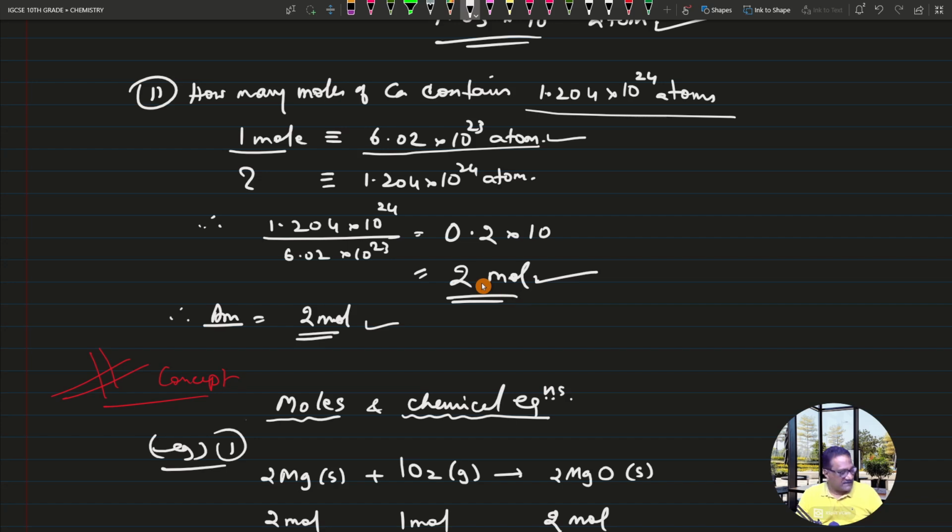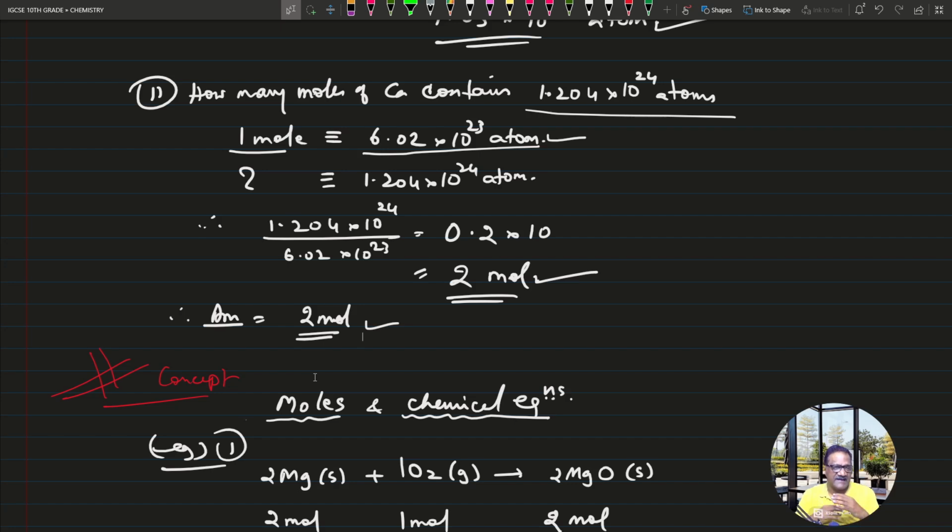Now, in the next session, in the next video, I'm going to start with mole and the chemical equations. This will be a level higher than what we did just now. These questions that we did right now were just making use of those 3 4 formulas, where from the grams you have to convert into moles, from moles into gram, from moles to volume, from volume to moles, from moles to concentration, etc. Those simple formulas we used.